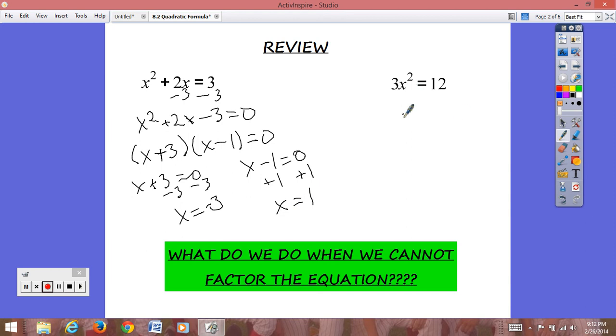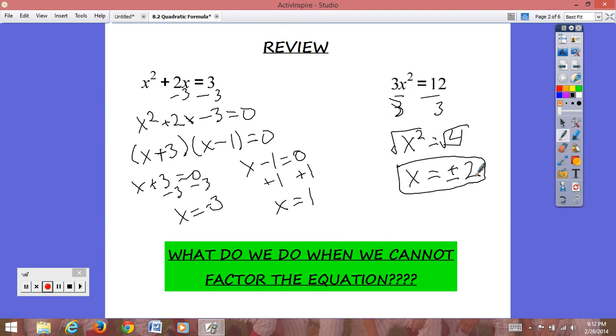The second one, we only have our x squared term. So we divide by 3. We get x squared equal to 4. Take the square root on both sides. And x equals plus or minus 2.